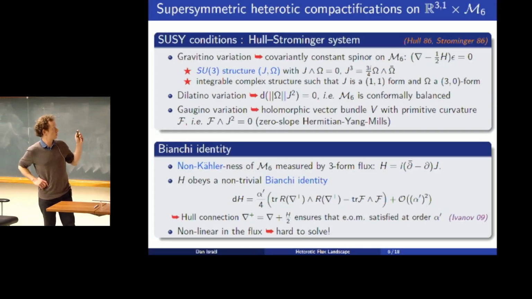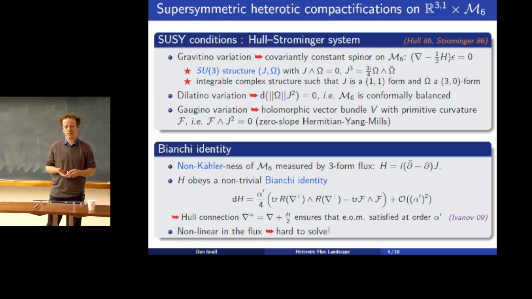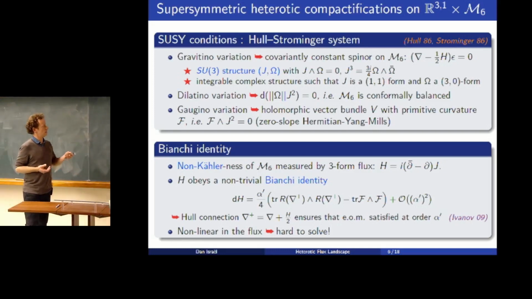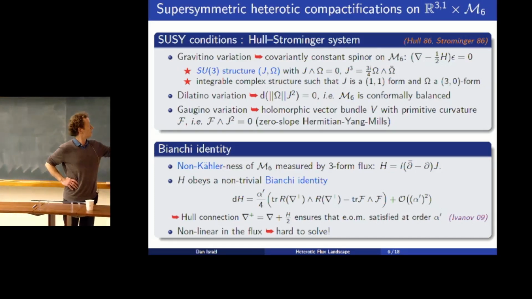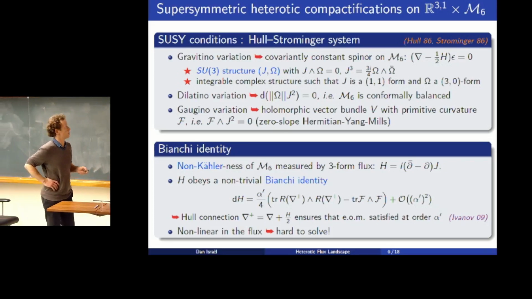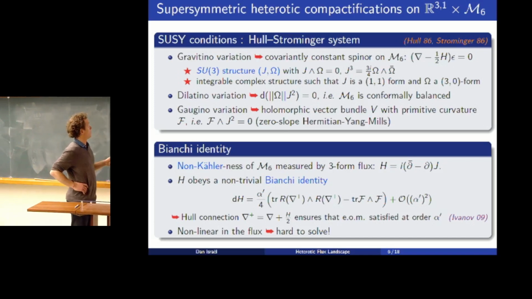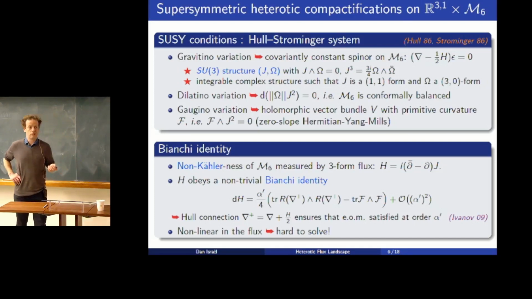So actually, the context in which we should study those flux compactifications is known for many years. Chris and Andy told us what to look for in the 80s. From the covariantly constant spinor for this connection with torsion on your manifold, you can extract an SU(3) structure, which tells you that you have a complex manifold with a (3,0) form and a (1,1) form that obey those conditions. The manifold is not Kähler in general, but it obeys a weaker condition that you get from the dilatino variation, which is conformally balanced.